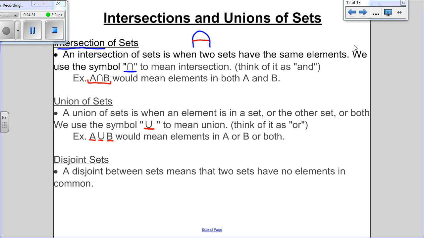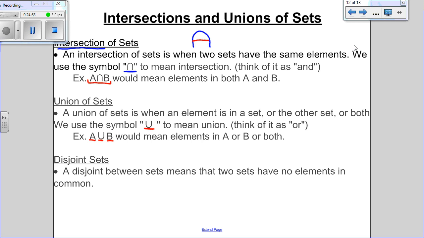If I had people who are blonde versus people who have red hair, that would be disjoint sets. You don't have anyone who's blonde who's also in the redhead section, except for those people with red blonde. But you understand what I'm saying: it's two sets that aren't connected in any way. They call that disjoint. It does happen every once in a while. There's no symbol for it, you would just call it a disjoint set.